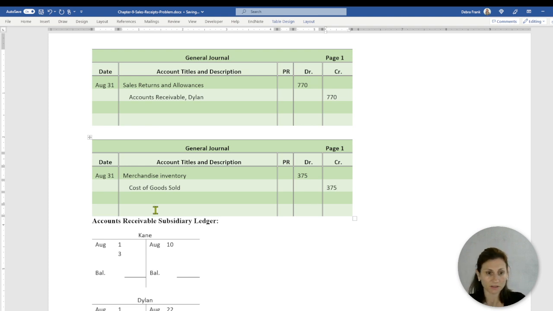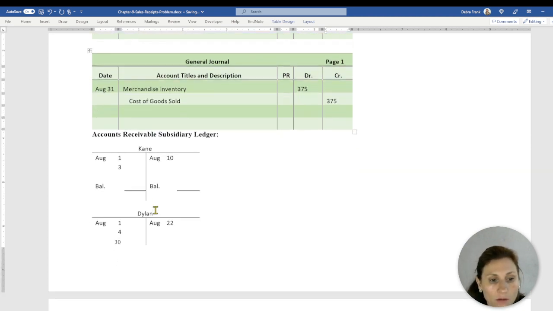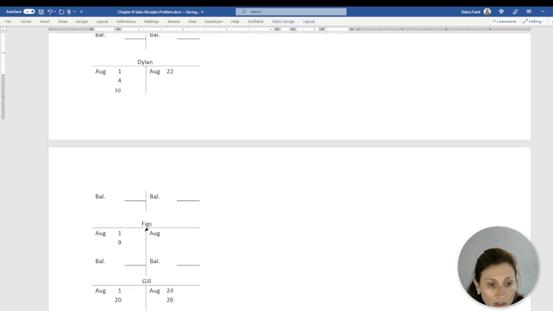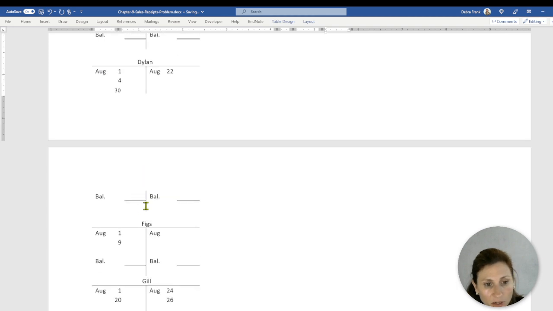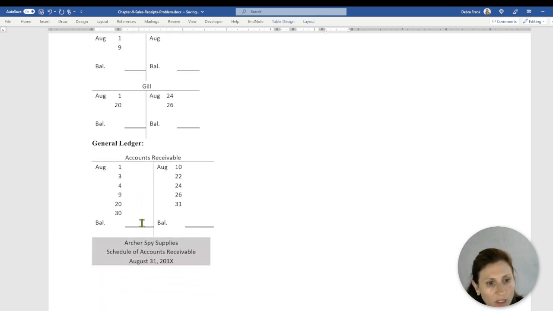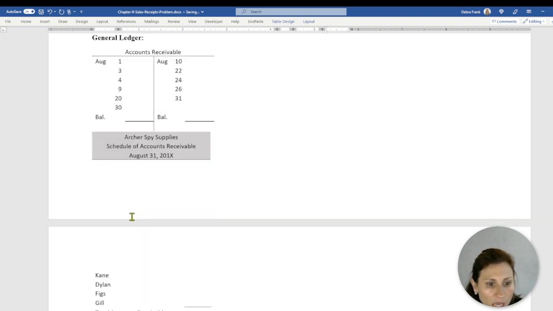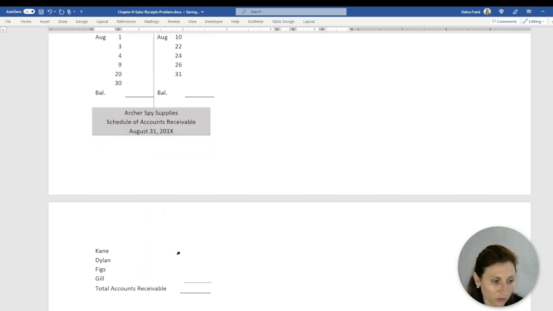All right, perfect. So next we have T accounts. Oh my goodness, we're almost done. We're not going to do all of them. We can do Kane, Dylan, and Figs and Gil. I can see that I need a better space here. So we're going to do all of this in another video, and then we'll keep track of their accounts receivable, and then we'll do a schedule of accounts receivable. So this will be another part video in case you need it for the T accounts.